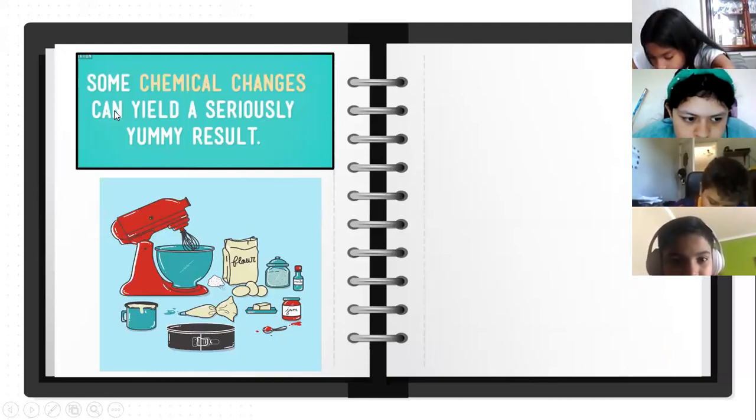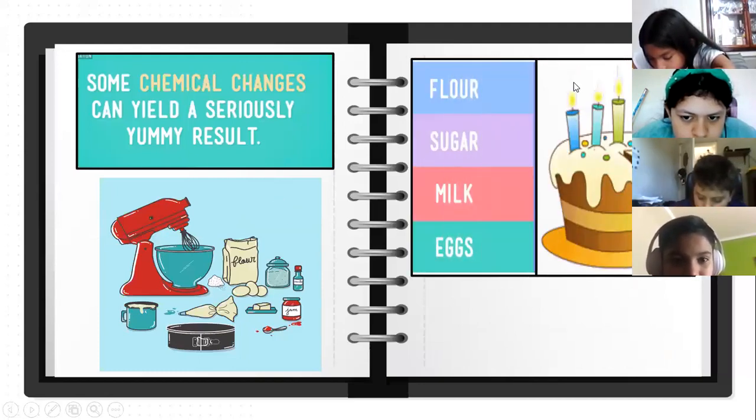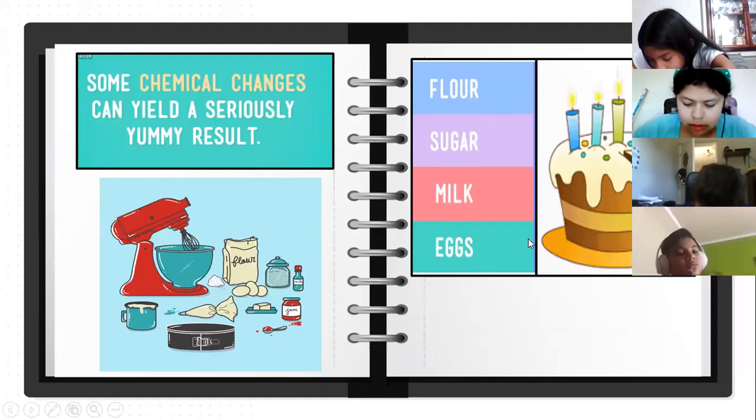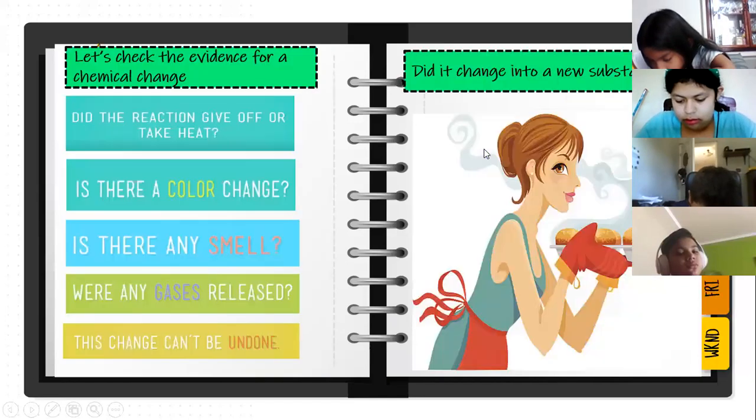Some chemical changes can yield seriously yummy results, like this one we saw: flour, sugar, milk, and egg. With this combination, we have a cake. We have a different kind of matter, right?